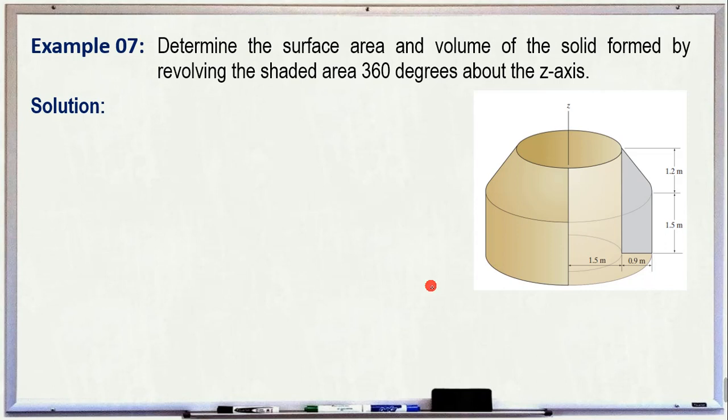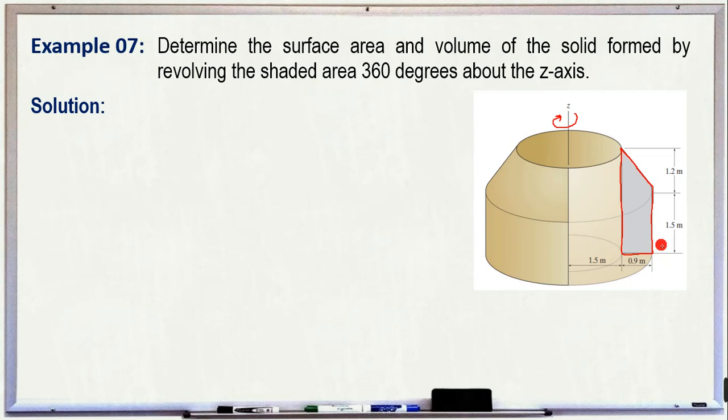Let's have our final example. Here, determine the surface area and the volume of the solid formed by revolving the shaded area 360 degrees about the z-axis. So this is our z-axis, that is our axis of rotation, and we have here our area as well as its sides, the outline of this object. Now, if we're going to rotate this one, it will generate not only a surface area but also a volume because it has a defined area.